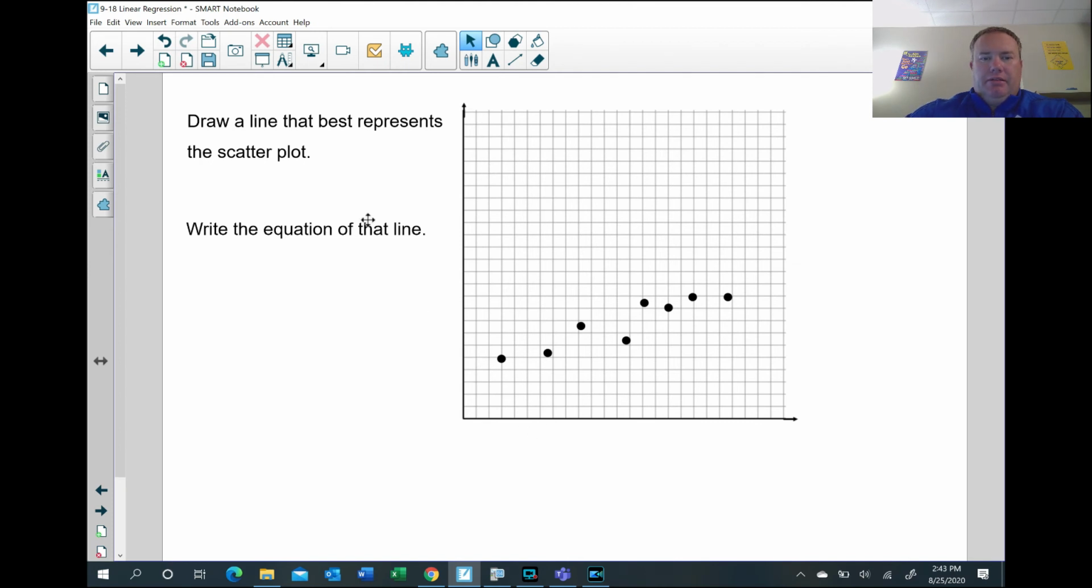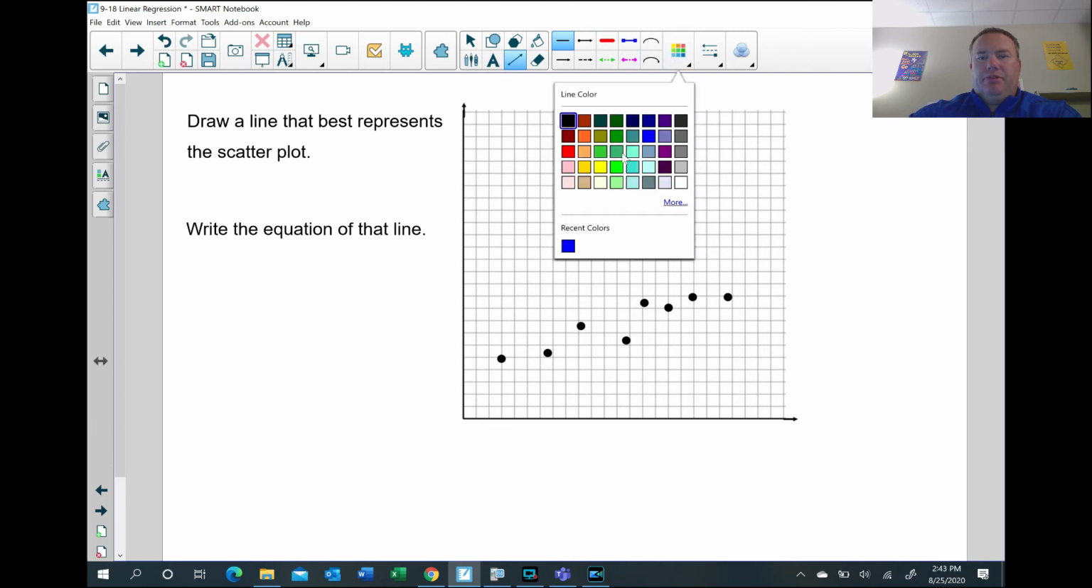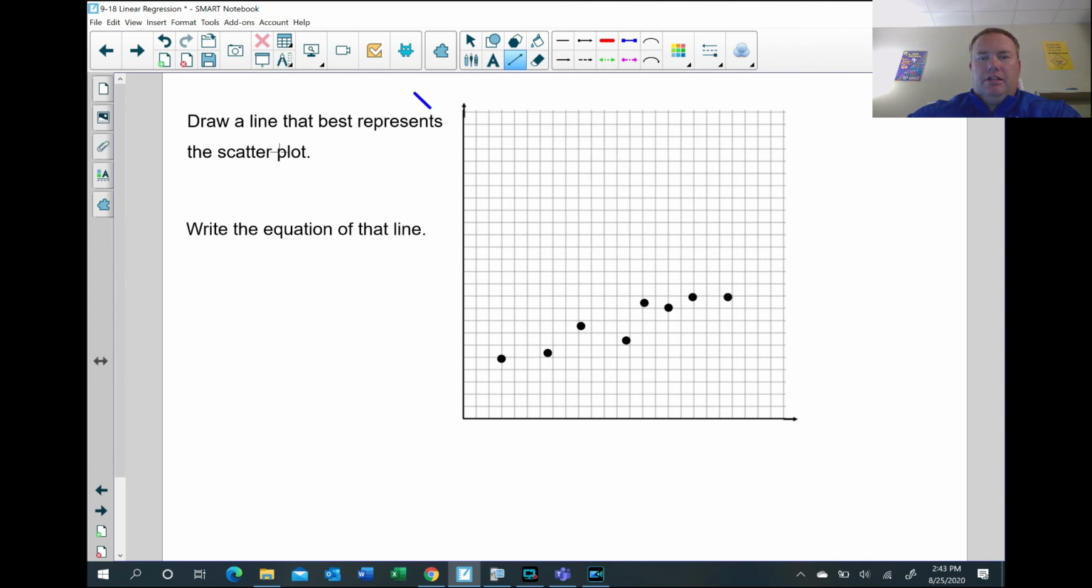So, when we're taking a look at this, it says draw a line that best represents a scatter plot. So, we're talking about this. Basically what we're trying to do here is draw a line that best represents these points. So what you're looking for is something that has as many points on the line as possible, right? And again, about the same number above as below. So what I'm drawing is something that looks a little bit like that. Okay, so we got a few above and a few below, but it basically represents that line.